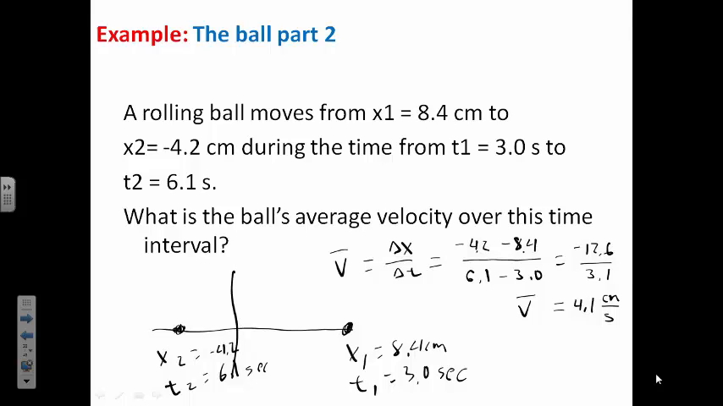So every second that goes by, sorry, it should be negative. Every second that goes by, our ball moves 4.1 centimeters to the left. And that's what velocity tells us. It tells us how quickly we're changing our position, or the rate at which we change our position.